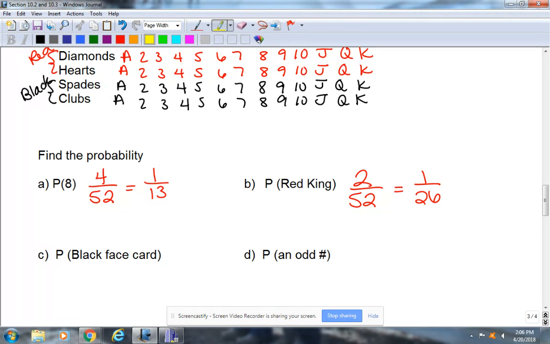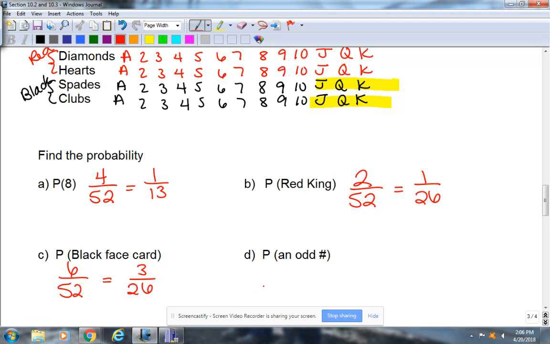I mean, you got 6. Right. So my black faces are the black jack, king, and queen. So how many black faces do I have? 6 black face cards out of how many total cards? 52. And that reduces to what fraction? 3 over 26. They're both divisible by 2.